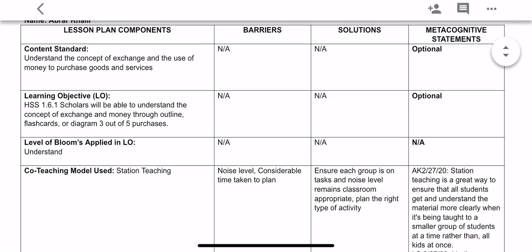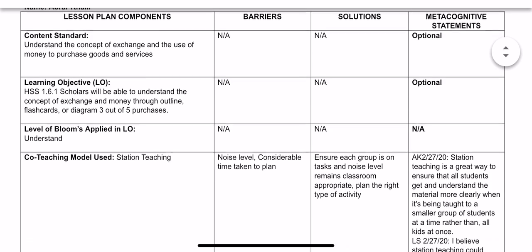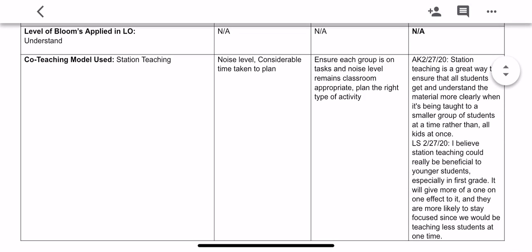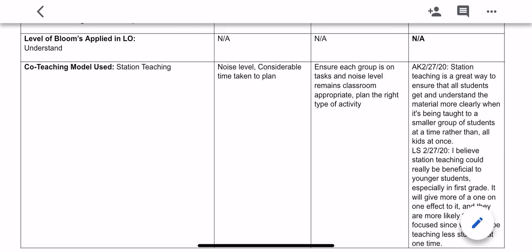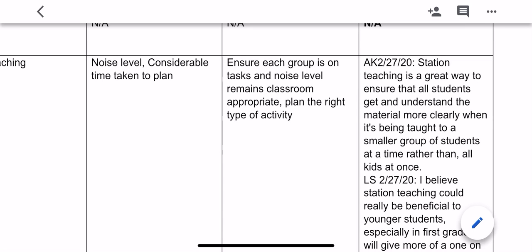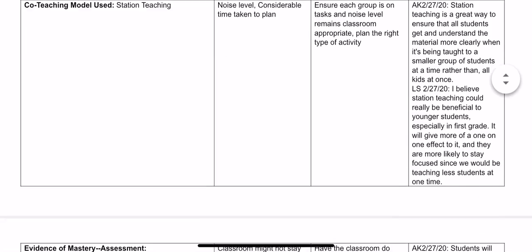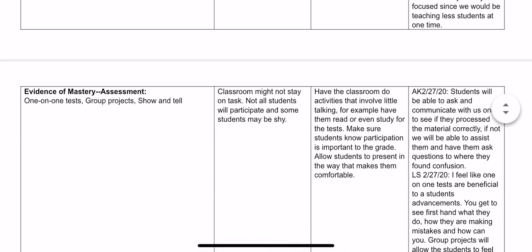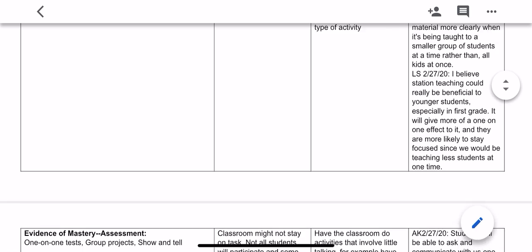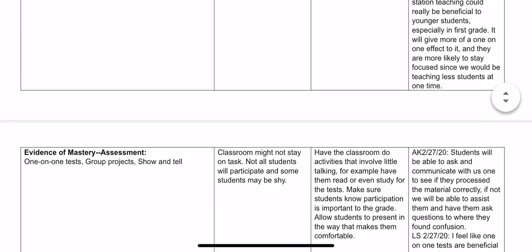So some metacognitive statements that I made were that station teaching is a great way to ensure that all students get and understand the material more clearly when it's being taught to them in smaller groups. As I mentioned before, they're able to process and understand more clearly and have more communication with the teacher, more one-on-one. Maybe it's clearer for them and they won't be so nervous about being in front of the whole class.